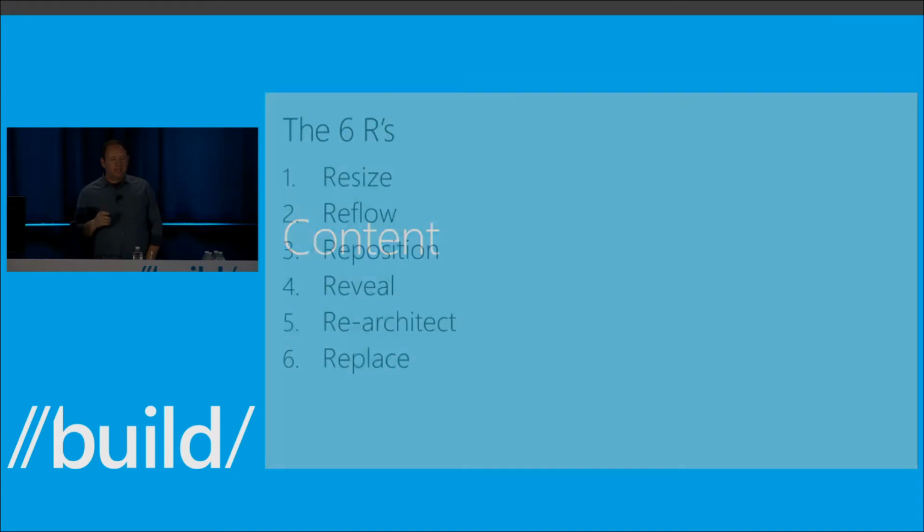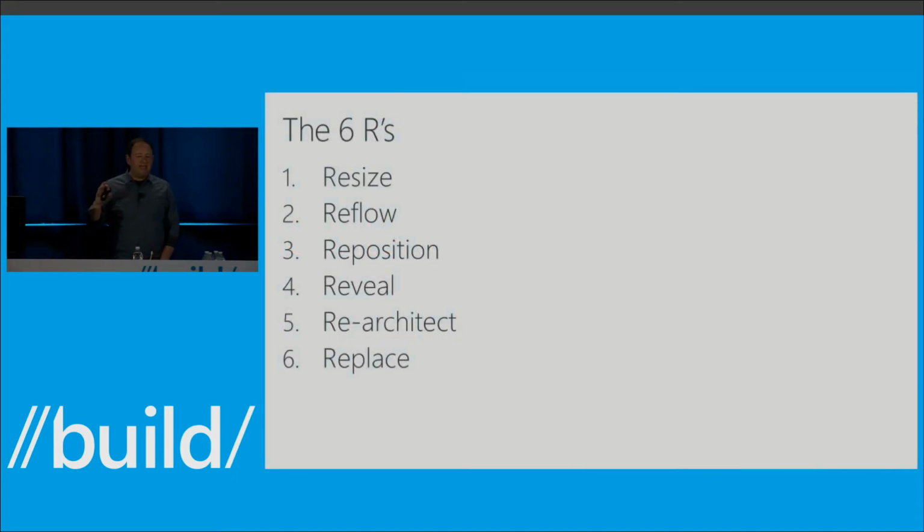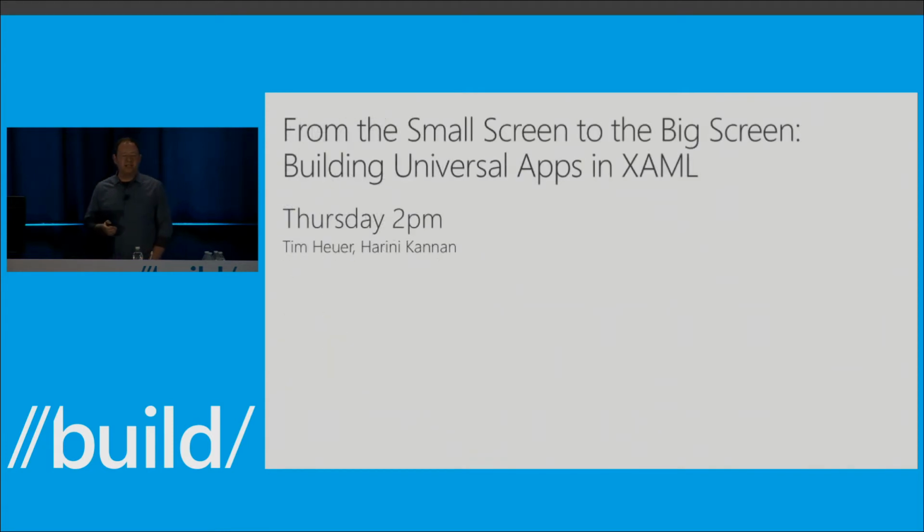So the last thing I'll talk about here is content. I would argue that the way that you can reflow content in Windows 10 is no different than what you've already been doing on your websites and actually for your scaling of windowed apps on Windows up to this point. In order to talk about the techniques here, we've kind of deemed them as the 6 R's. These are resize, reflow, reposition, reveal, re-architect, and replace. Now, I'll go through some design considerations for this. However, if you want to see how to implement these inside of XAML, you want to attend Tim and Harini's talk tomorrow at 2 p.m.